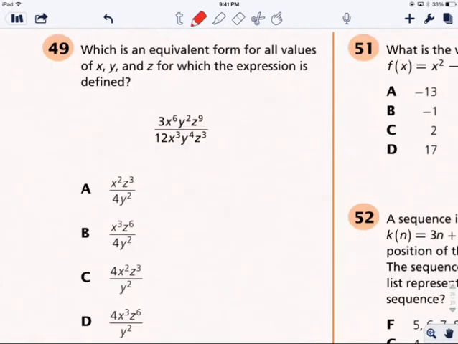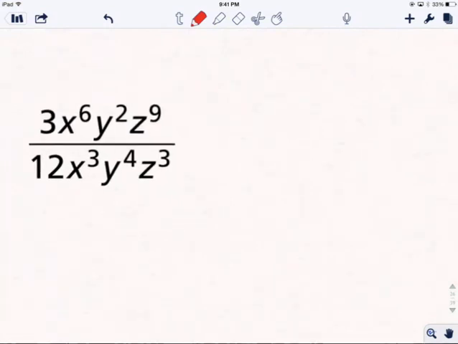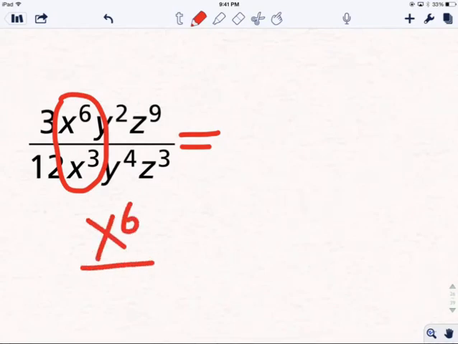Number 49 here requires us to simplify this expression, which has variables raised to different exponents. Now, I hope that you remember the rules of exponents and how to deal with these. First thing that you should see, let's deal with the x's first. How do we simplify x to the 6 divided by x cubed?